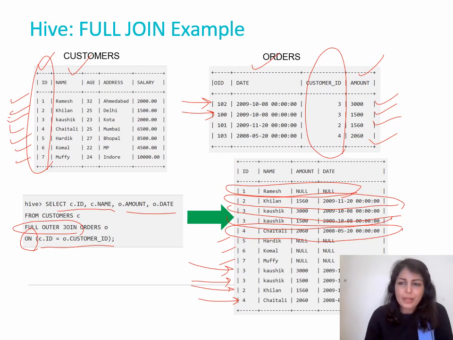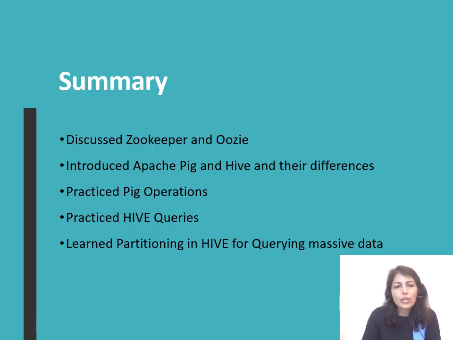Okay, that's it. In this lecture, we discussed Zookeeper and Oozie, and I introduced two important components for analyzing data, Apache Pig and Hive, and I clarified the difference between these two components. We practiced Pig operations, we practiced Hive queries, and we also learned how partitioning in Hive can make queries more efficient for huge data sets. In the lab session, we practically work on Hive queries. Thank you so much for watching this video.